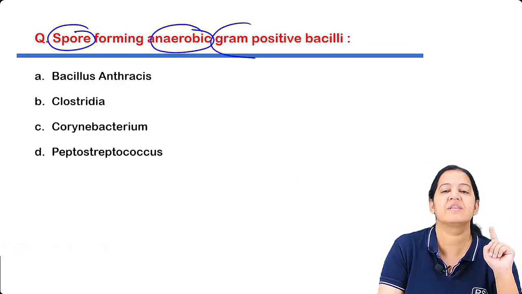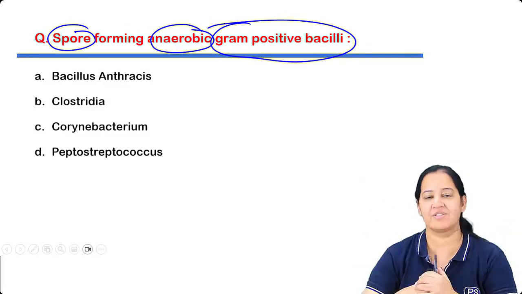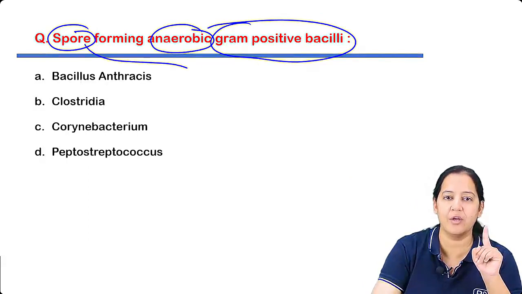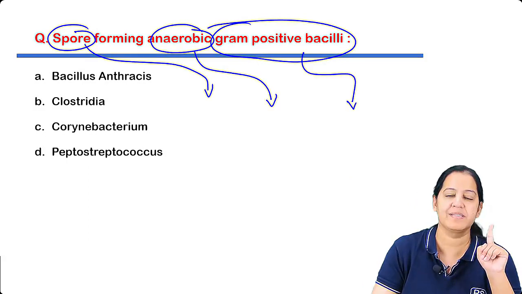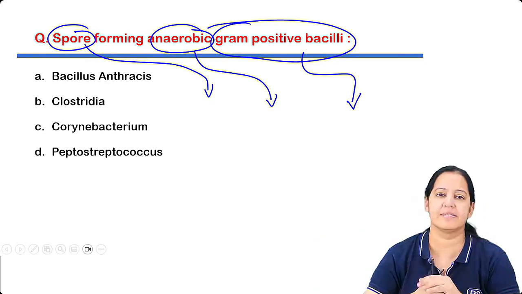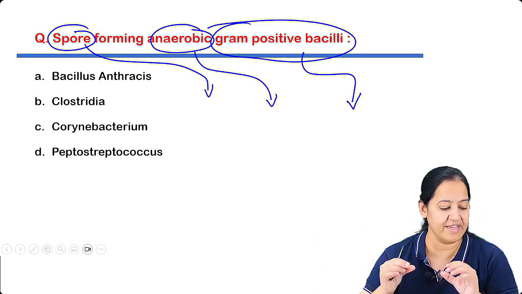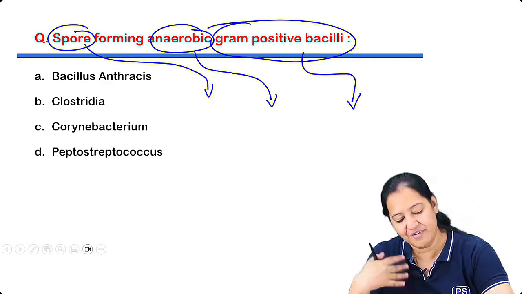and which is a gram positive bacilli, fitting in all three categories. So write down the three mnemonics first. How many spore forming bacteria do you know, write down. How many anaerobes do you know, write down. How many gram positive bacilli do you know, write down, and search for the common one. That will be your answer. This question looks very small, but it's very difficult, frankly speaking. Okay, we will try to solve that.